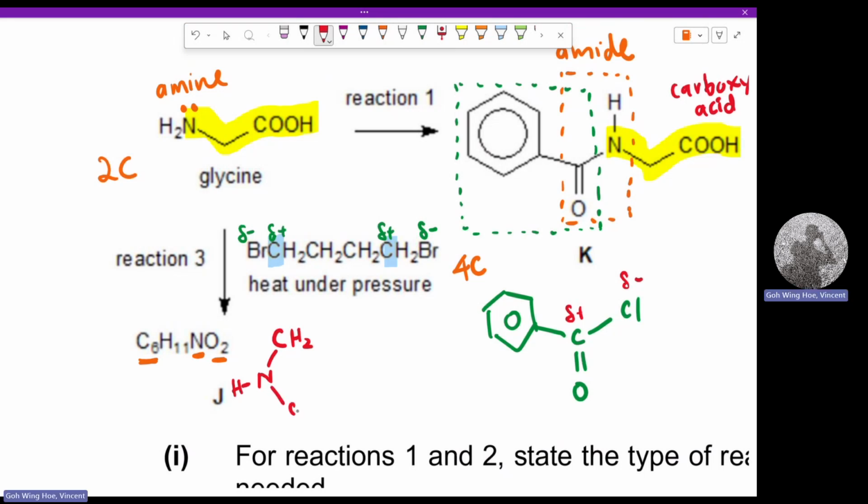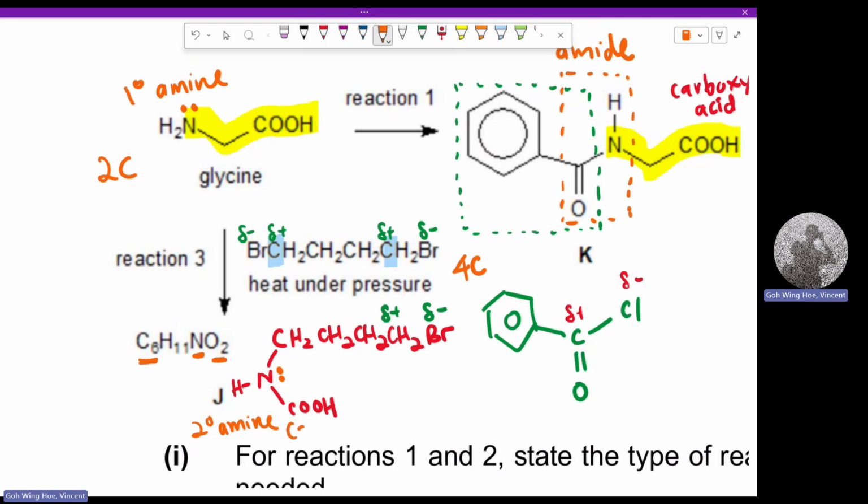Then you have your COH. Okay, and then you have your CH2, CH2, CH2, and Br. Okay, so your carbon and bromine is still a polar bond. And right now, what we have is an amine. Now we have a secondary amine. Previously, it was a primary amine.